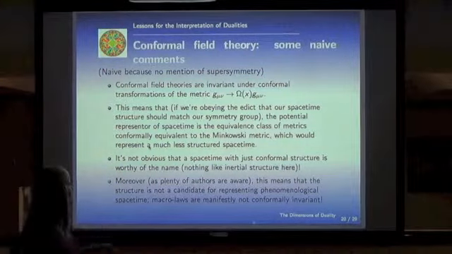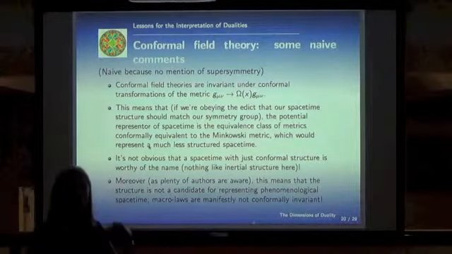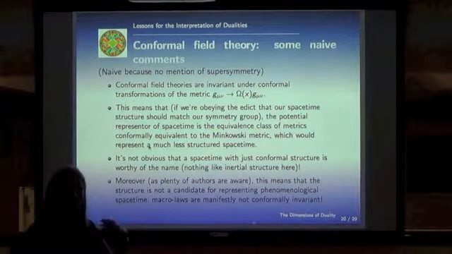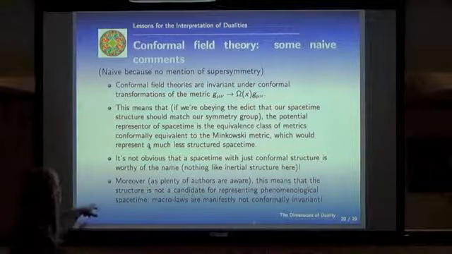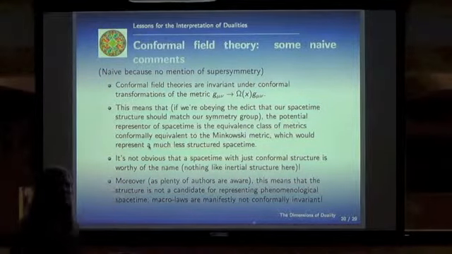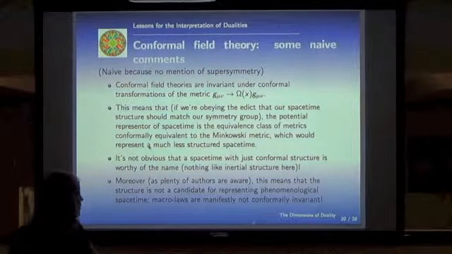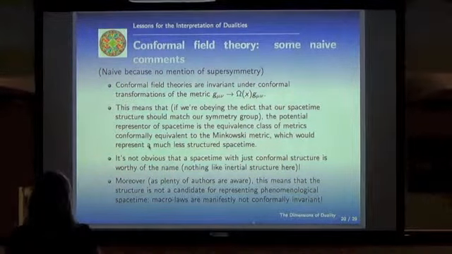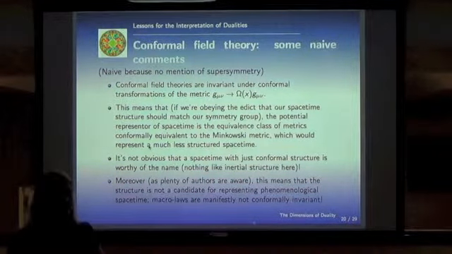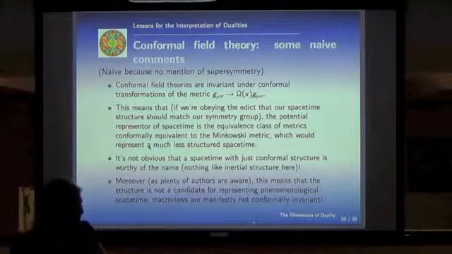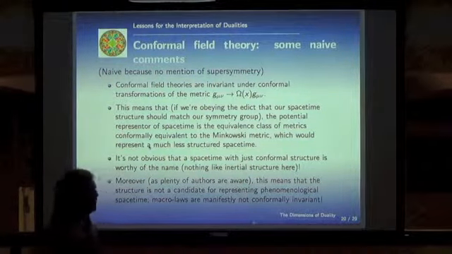Moreover, as I think plenty of authors are aware, you don't normally think of these four-dimensional conformal field theories as anything that could correspond to phenomenological theories. But it's worth noting that this kind of structure, four dimensions notwithstanding in this particular example, is just not a candidate in any way for representing phenomenological space-time. Our world is manifestly not conformally invariant. There are no giant insects. Surface area to volume ratio matters in macro laws.